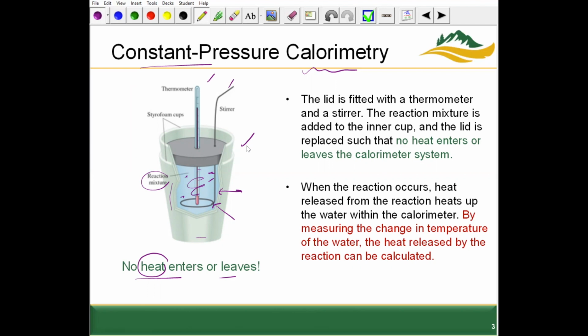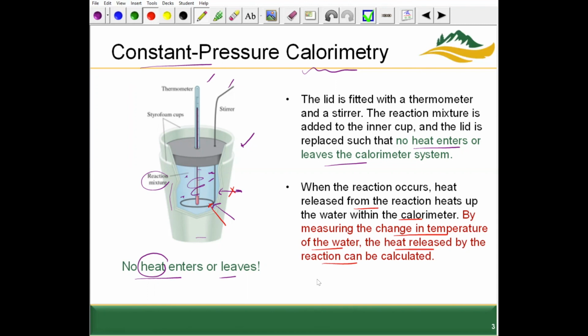This is what's referred to as a coffee cup calorimeter. We also have a bomb calorimeter, but they're very similar in principle. In this coffee cup calorimeter, we are saying that no heat enters or leaves the calorimeter system. That's not always true, but in an ideal coffee cup calorimeter, no heat is leaving or entering. When the reaction occurs, heat released from the reaction heats up the water, only the water within the calorimeter. Then by measuring the change in temperature of the water, the heat released by the reaction can be calculated.